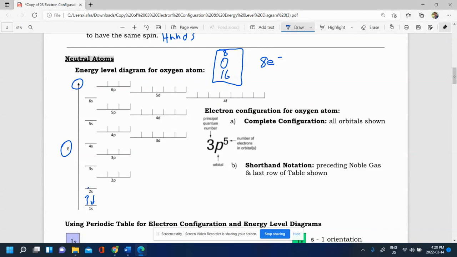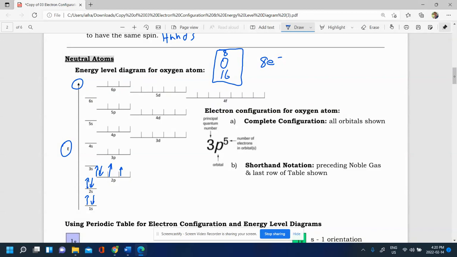That's full. Now we go to 2s, first the up, then pointing down. And we only have 4 more to place because we've already placed 4. Now we have to go to the 2p. Place them singly first, 1, 2, 3, and then pair with opposite spins, 4. So we've drawn our electrons for oxygen in an energy level diagram.